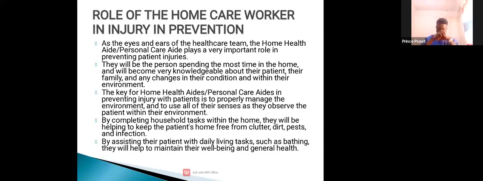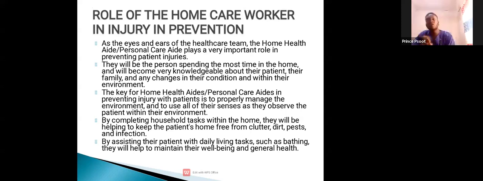So what is the role of a home healthcare worker in injury prevention? As the eyes and the ears of the healthcare team, the home health aide or personal care aide plays a vital role in preventing patient injuries. They will be the person spending the most time in the home, and they will become very knowledgeable about their patients, their family, and any changes in their condition and within the environment.